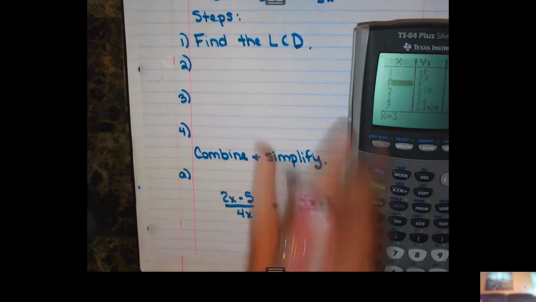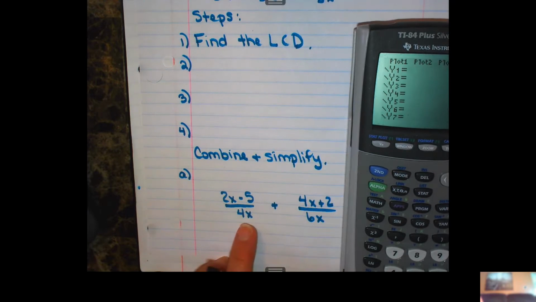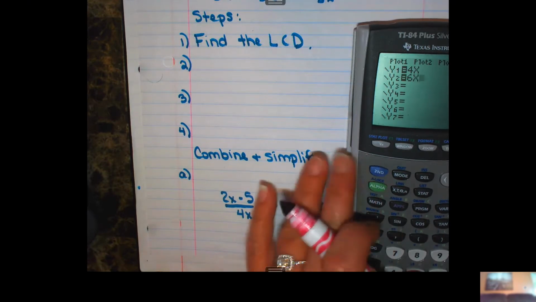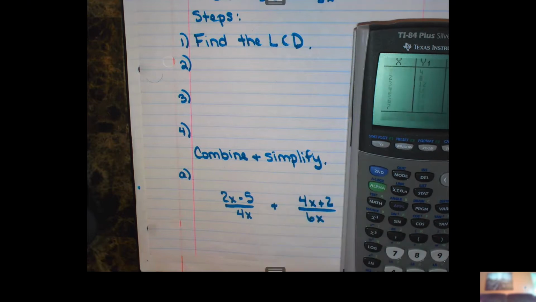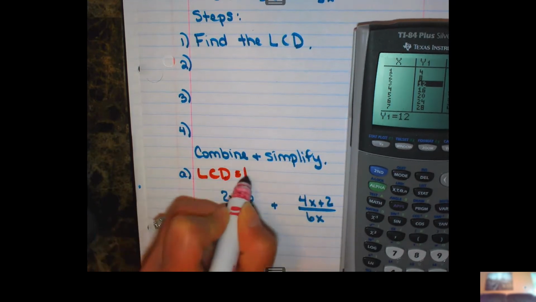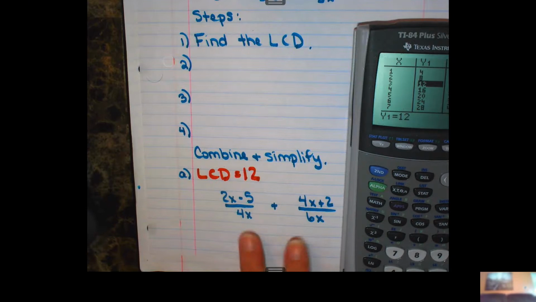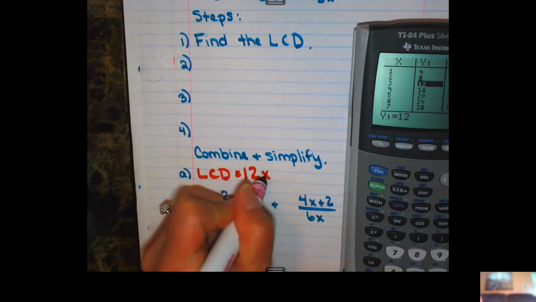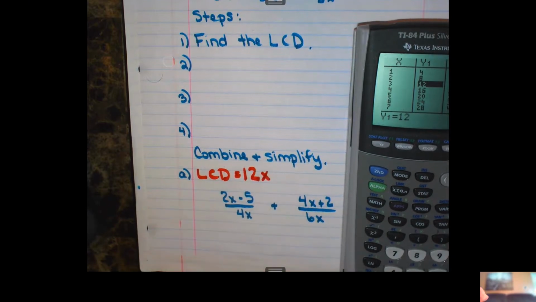If you go to your y equals, and if you type in 4 with an x, I'm just ignoring the x for now, and then for y2, type in 6 with an x. If you go to your table, you're looking for the first number that you see in common. So if you look in your y column, the first number that you see in common would be your 12. So our LCD is going to have a 12 in it. Now both of these have an x, so my LCD also has to have an x. So my goal is to make my denominators 12x.